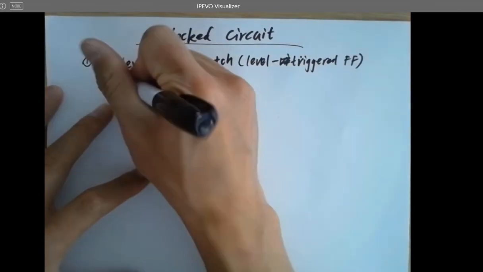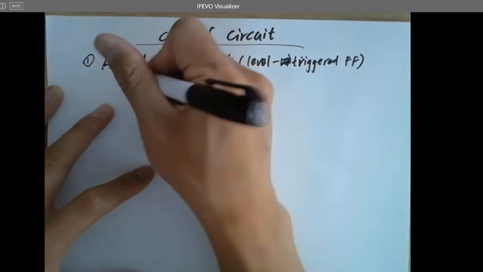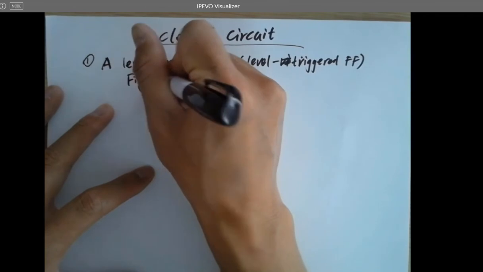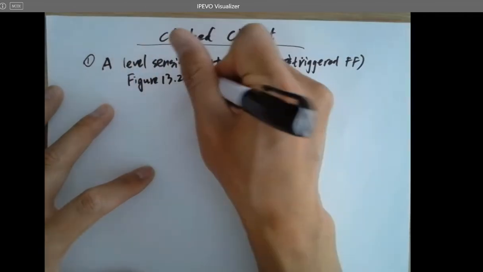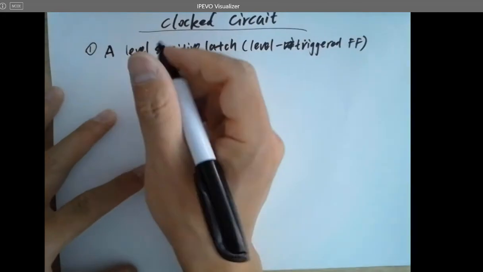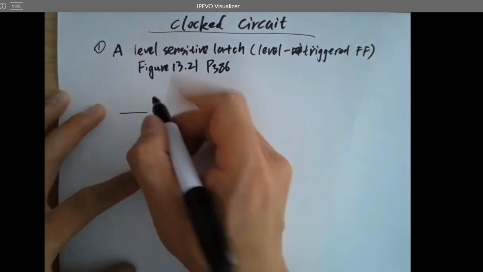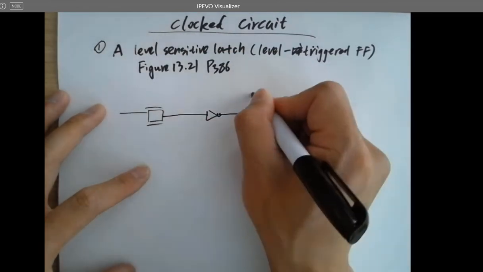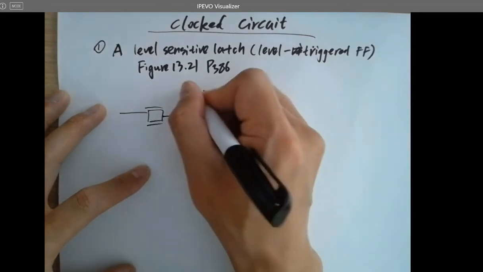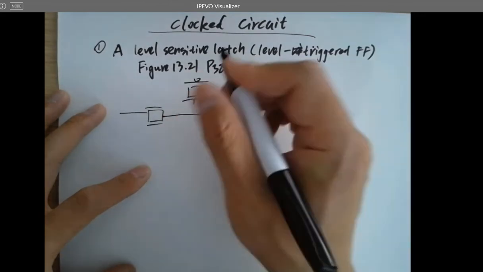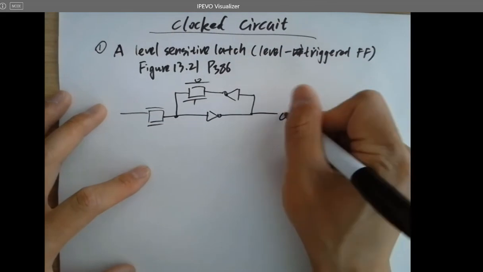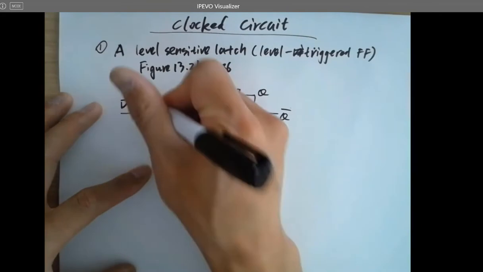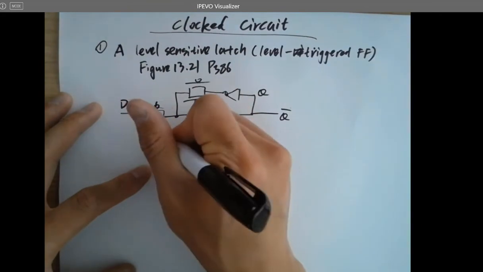So first, this is a level sensitive latch, and this is in the CMOS book. It's figure 13.21, on page 386. So here's the schematic. It's clock, that's a PMOS.